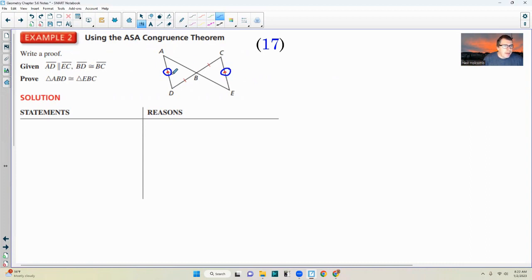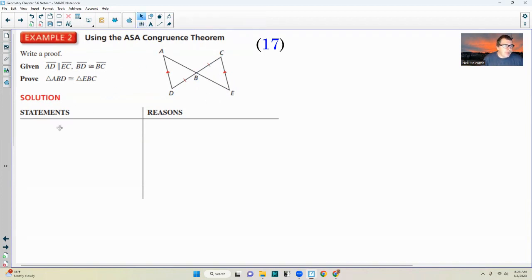Okay, whenever we have two parallel lines and then we have lines going across like this, those are transversals, and that's why we did those in the previous chapters. So we have two transversals. AE is a transversal, DC is a transversal to AD and CE, which are parallel. BD is congruent to BC, all right? Just making sure everything is labeled up in the diagram. And we start our proof. We're trying to prove these two triangles are congruent. Prove triangle ABD is congruent to triangle EBC.